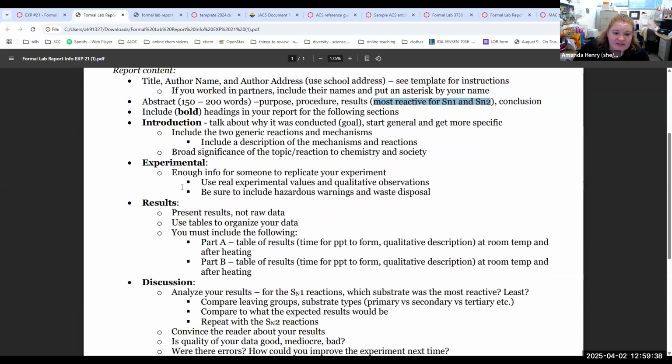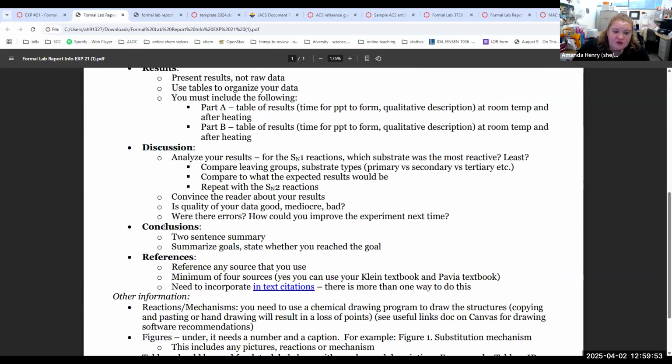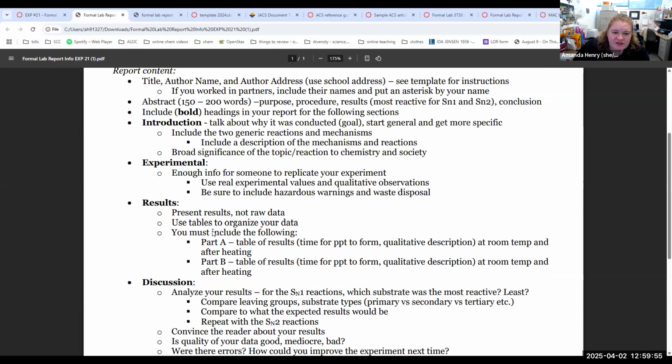For the rest of the sections, you want to include a bold heading, just to make sure it's visible for each of these sections. So we have an introduction, experimental, results, discussion, and conclusion. You can almost think of this like we're taking the parts of the abstract and turning them each into their own section. So the abstract should technically be written last because it's a short summary of the rest of the paper.